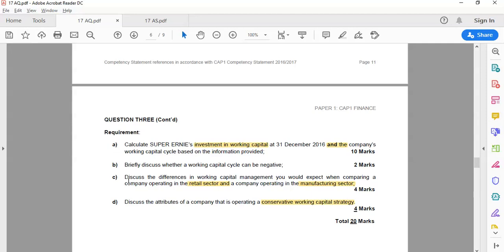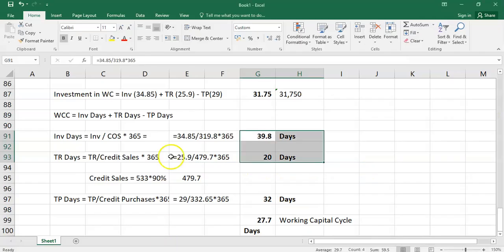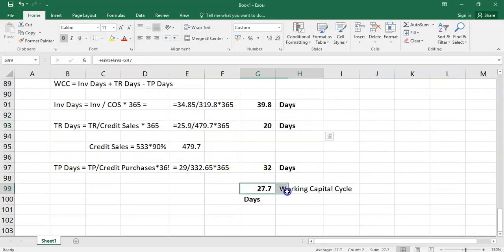So briefly discuss kind of working capital cycle being negative. Well, if you come back here and look at this, they have obviously a positive working capital cycle. Well, a company can have a negative working capital cycle, because if you have very low inventory days, because you're selling inventory very quickly, you have very low trade receivable days, because, for example, you're a cash business, you don't offer credit, and you take a good bit of credit from your suppliers because you have a lot of negotiating power, well, then you logically could have a negative working capital cycle. So it is possible.